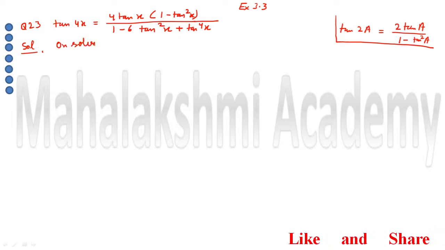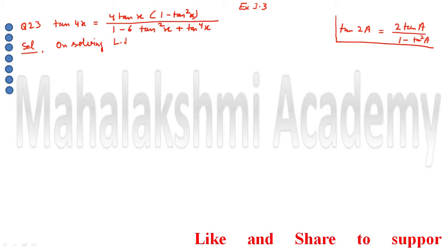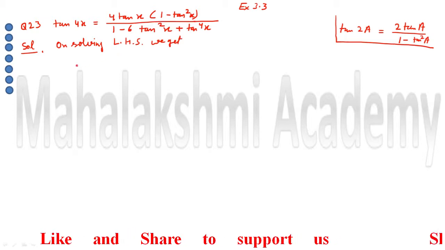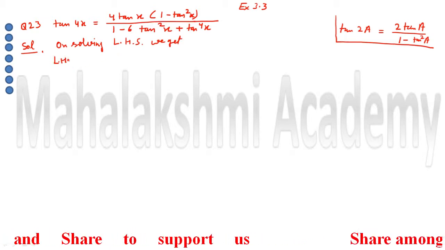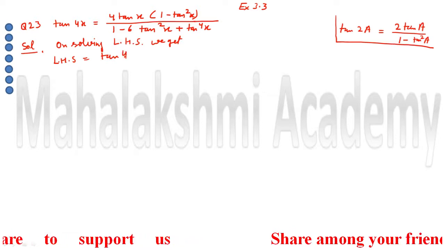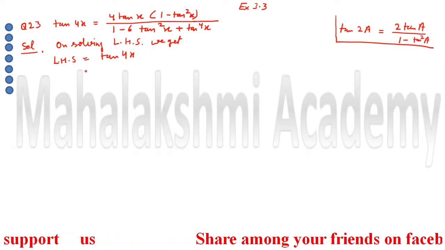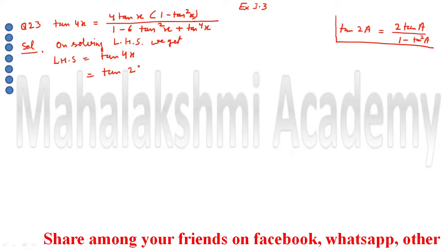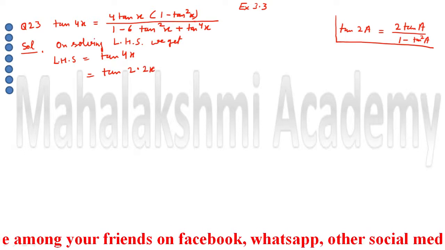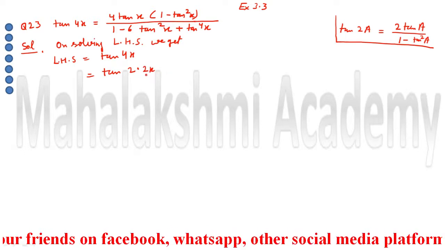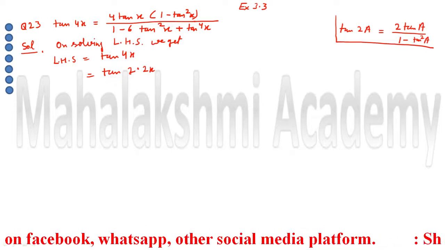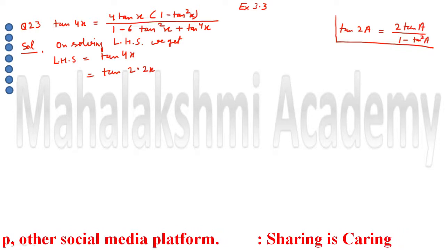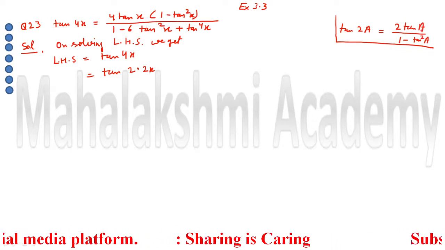On solving the left hand side, what do we get? First we'll write down that the left hand side is tan 4x. This tan 4x we'll first split as tan 2 multiplied by 2x. So students, this complete 2x will behave as a, and it came in the form of tan 2a. So what is a here? 2x. So in the formula, wherever a is there, we'll write 2x, because we selected a as 2x.